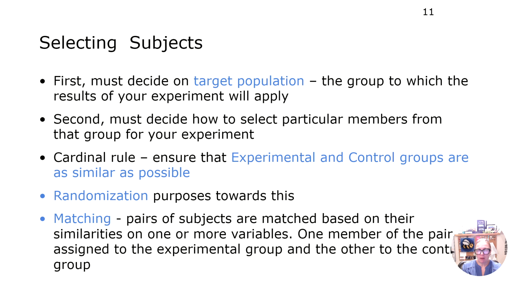Let me back up for a second. So matching is where I'm going to make pairs of people, one for the experimental group and one for the control group, and instead of randomly assigning people, I'm choosing people that are similar based on the key demographics or characteristics.